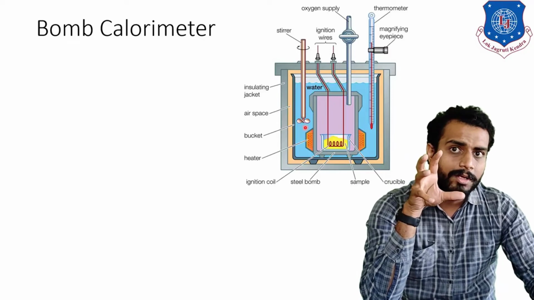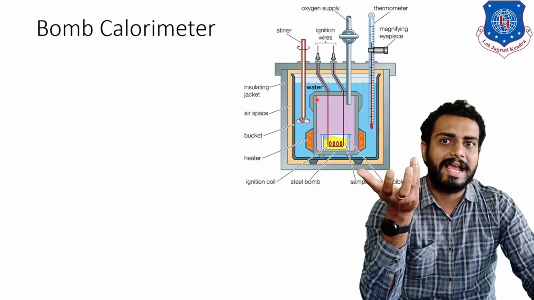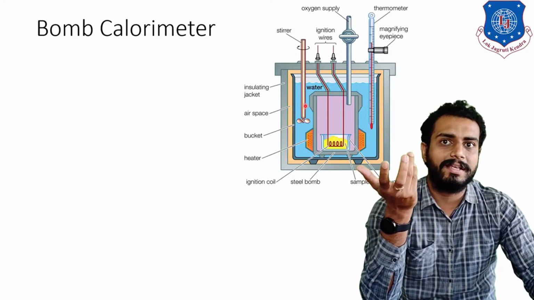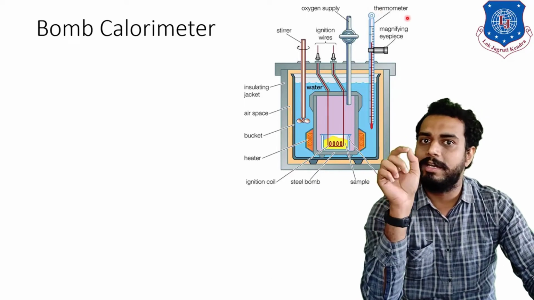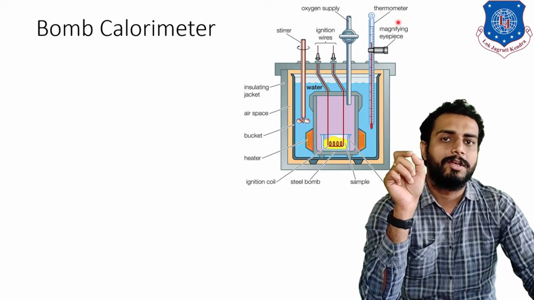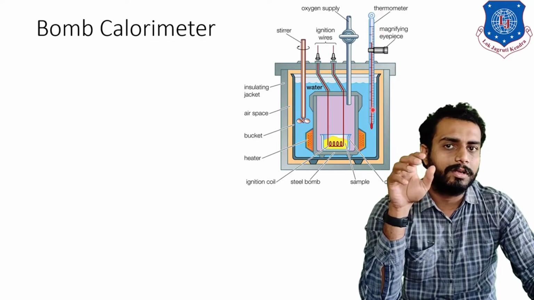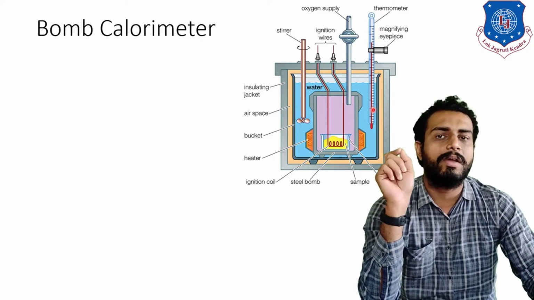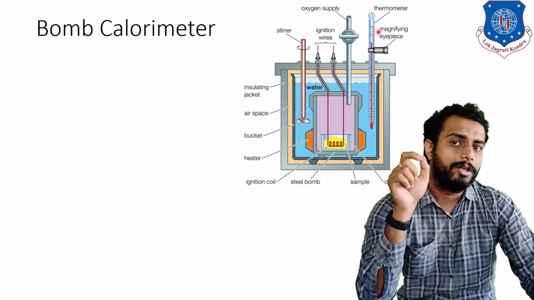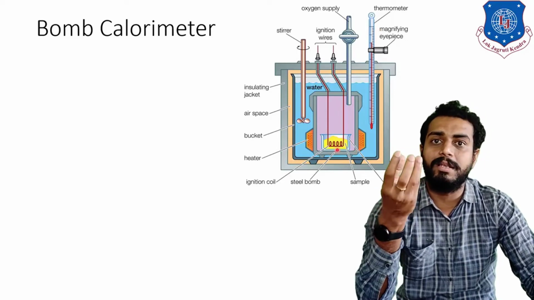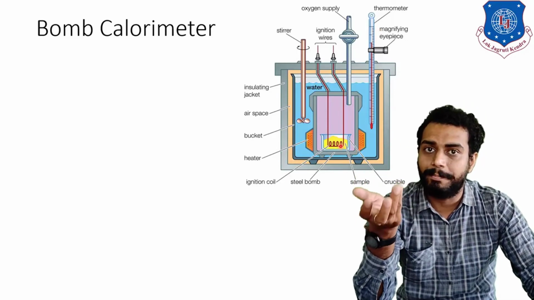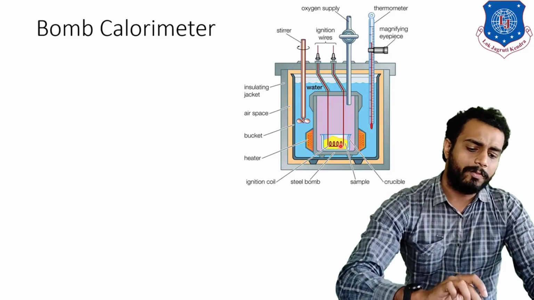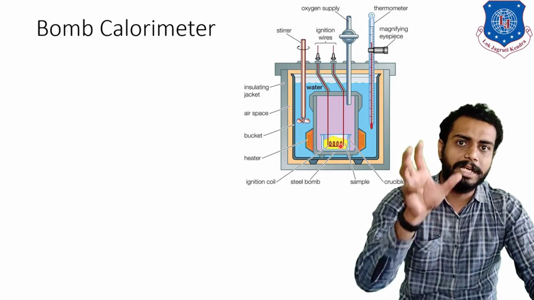Now this rise in temperature will be noted by the thermometer, and you will observe and note down the maximum temperature rise. You know the starting temperature of the water, and you have noted down the maximum temperature also. You might also know the sample weight, the mass of the sample. So now this is the brief procedure.